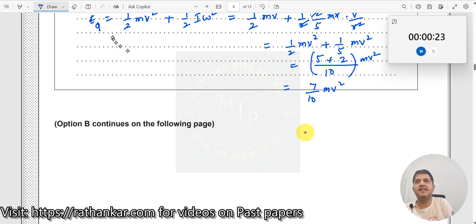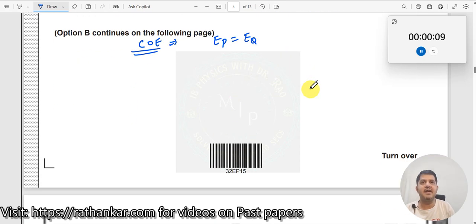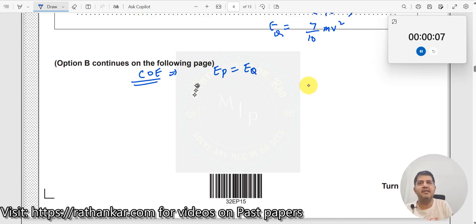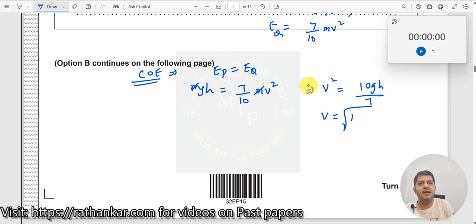This is EQ. We know that by conservation of energy, EP is equal to EQ, right? Potential energy has got converted into kinetic energy. So I will equate mgh equal to 7 by 10 mv squared. The m and m go away, which means v squared is equal to 10gh divided by 7, or v is the square root of 10gh by 7.